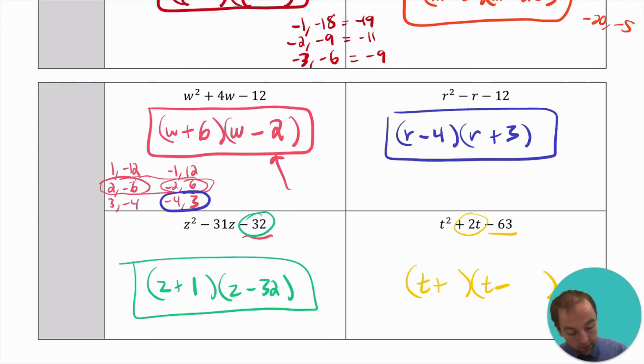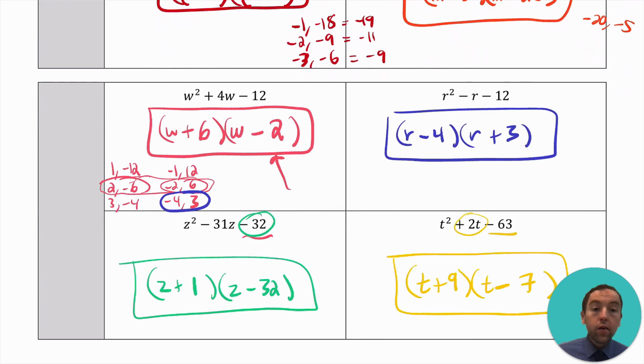It does turn out that if you have a 9 and a 7, they're 2 apart from each other, you would need more positives, so you'd need to make the 9 the positive and then the 7 negative there. Alright, so there's a good number of examples of factoring expressions that are in that standard form where you've got a squared term, then a linear term in the middle, and then that constant term at the end.